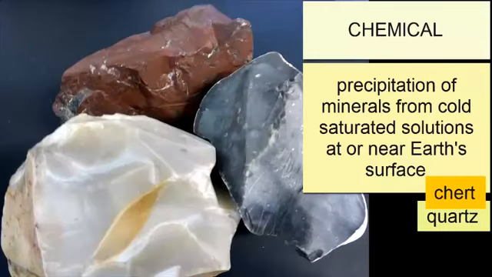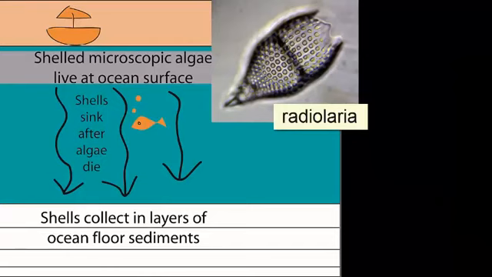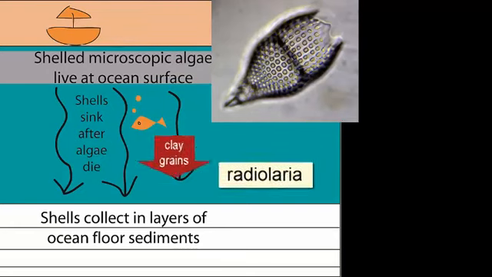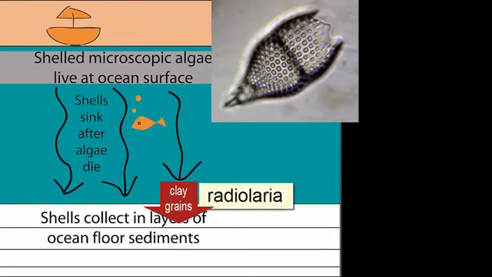Here are some examples. All of these cherts are made of precipitated or recrystallized silica, but each is a different color and has a slightly different formation story. This red chert was originally made of mostly mud-sized silica shells from dead radiolaria, combined with minor amounts of a dark clay mineral, both of which settled down from the surface of the ocean to collect on the ocean floor.